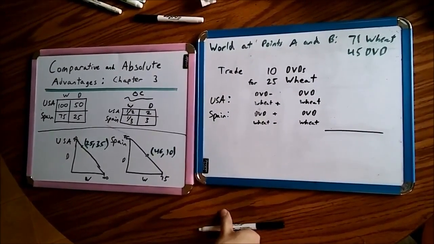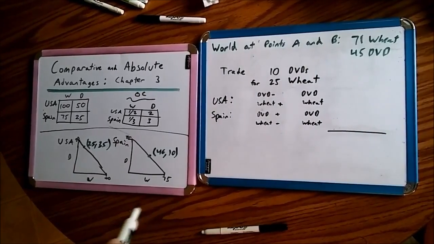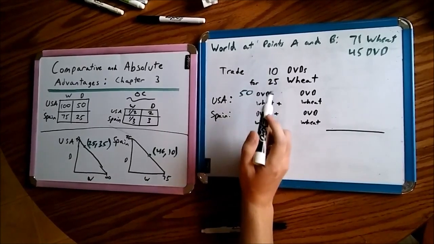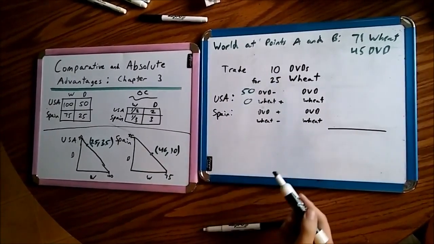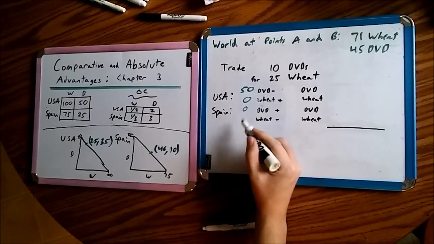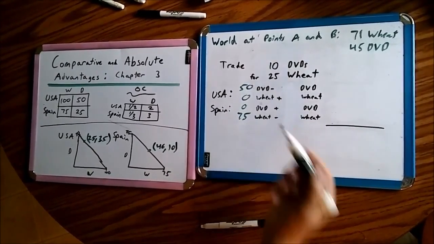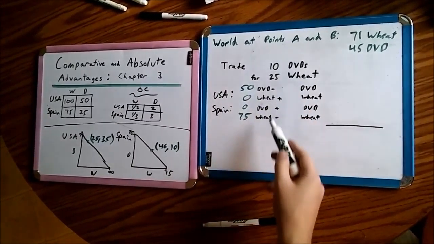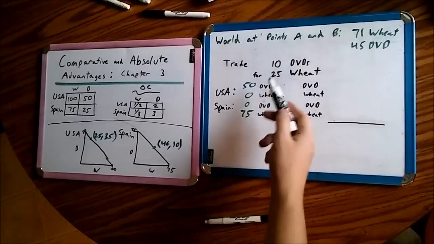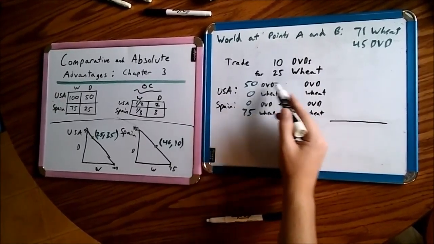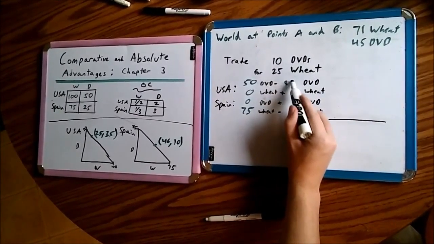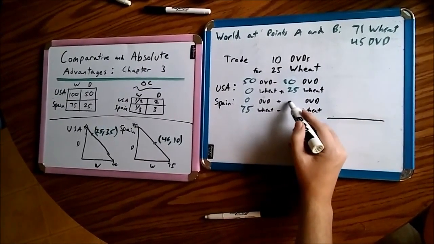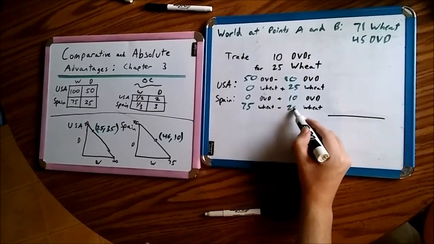So what we start out with is that the US will only specialize in one good, which was DVDs, because they had the comparative advantage, and it will produce no wheat. Spain, on the other hand, will produce no DVDs and will specialize in wheat at 75. Within the terms of trade, we'll just do simple addition and subtraction. The US is going to lose 10 DVDs, but gain 25 wheat. Spain will gain 10 DVDs, but lose 25 wheat.